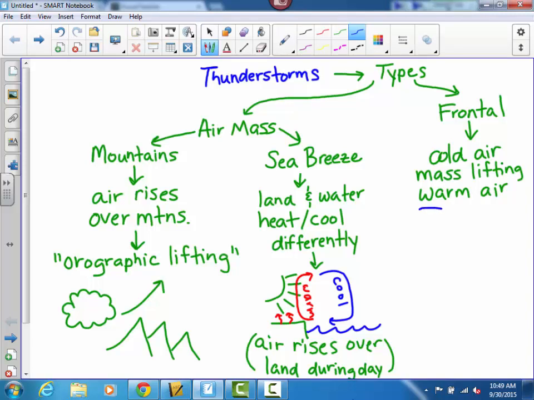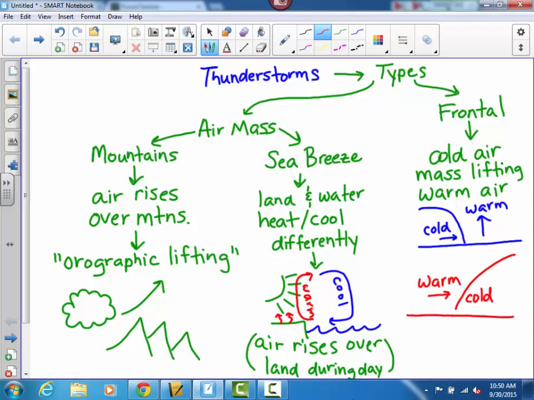The cold front, you have a cold air mass pushing on a warm air mass, and then the warm air rises. Cold front pushes on the warm air, and the warm air rises. You also had a warm front where we had warm air coming up to cold air. And then because the warm air is less dense, it has to rise. So warm air overtakes cold air and then rises. Both of those have lifting. Both of those have warm air rising. Lifting is one of the main things you need for the thunderstorm.